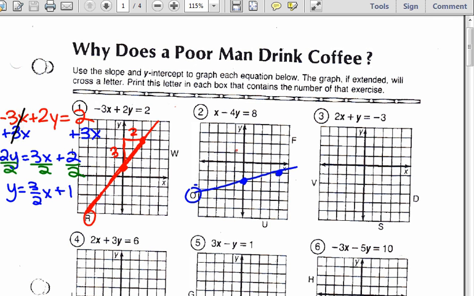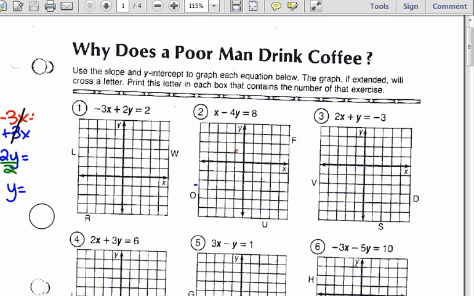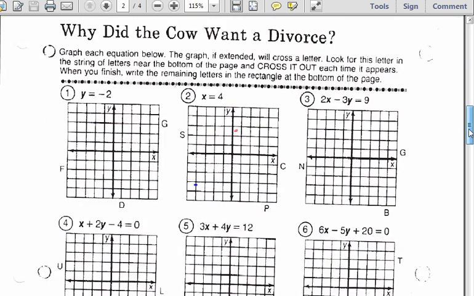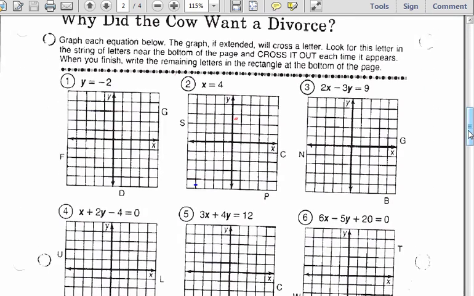Okay, so the last one, I'm just going to erase this because it follows me. What's the title? This one's a little bit different in how it's set up. Why did the cow want a divorce? First, we need to talk about a y equals equation. So if you could write this down, maybe in your homework stuff.